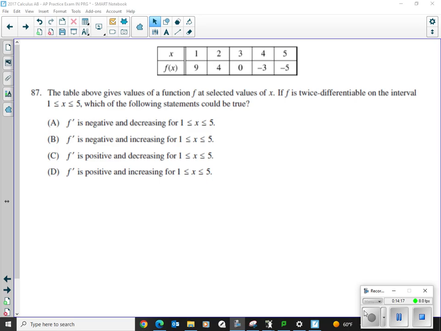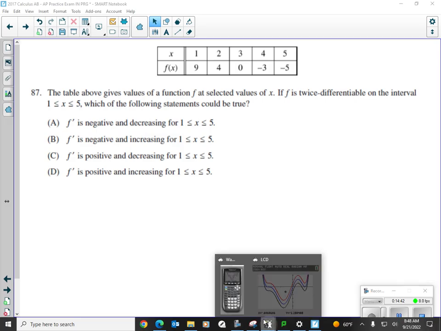Number 87. The table above gives values of a function f at selected values of x. If f is twice differentiable on the interval from 1 to 5, when x is greater than or equal to 1 and less than or equal to 5, which of the following statements could be true? All right, I'm just going to plot these. I could sketch these out, but we have the calculator.